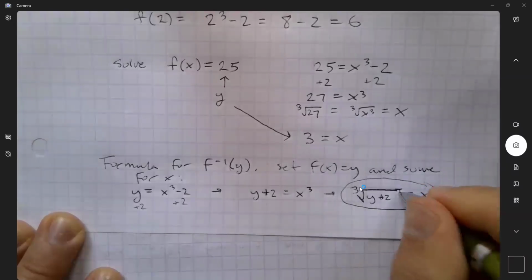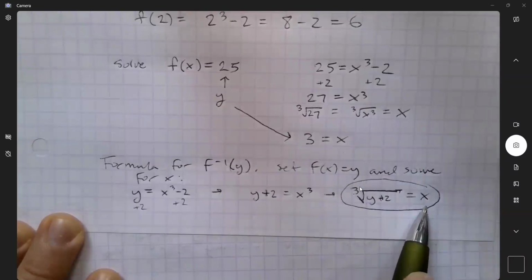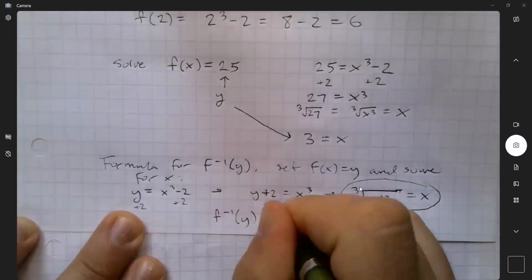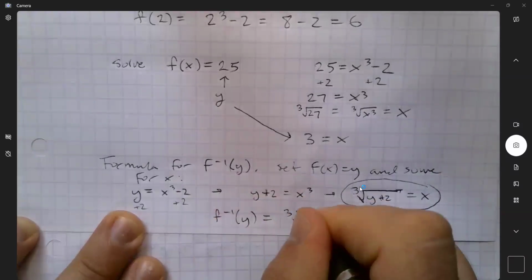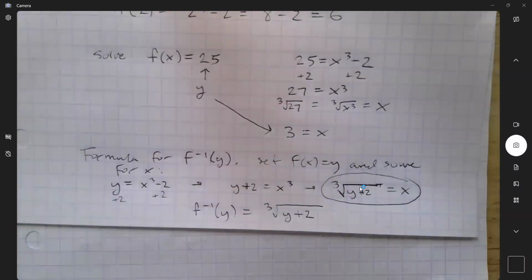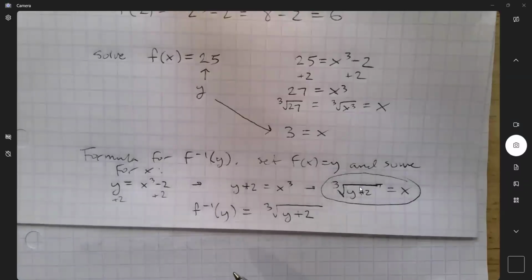No matter what output you give me, I'm going to add 2 and take the cube root, and that's going to tell me the input. f inverse of y equals the cube root of y plus 2. In my mind, this is a lot more work than just using a table, but it's certainly something we can do when our function has an inverse.